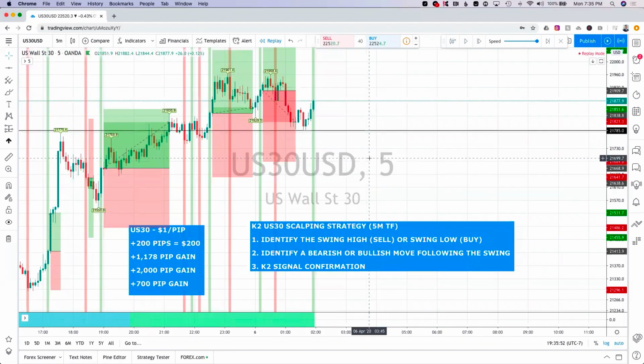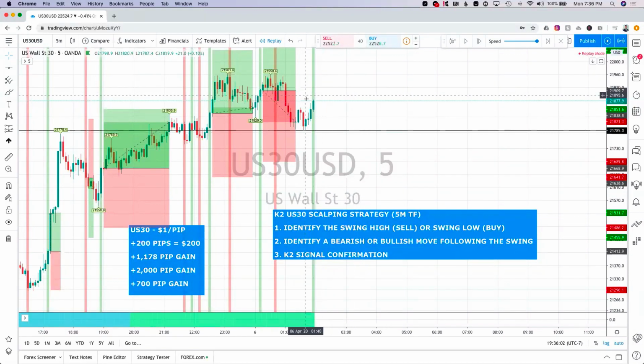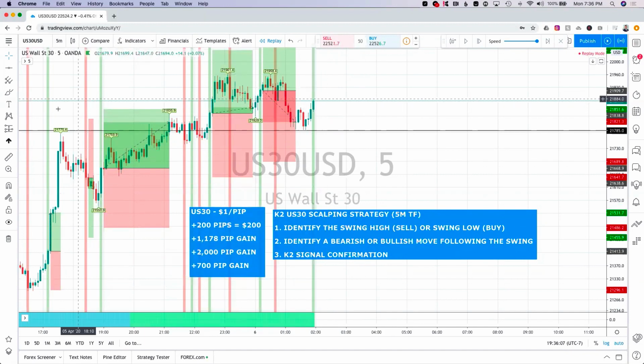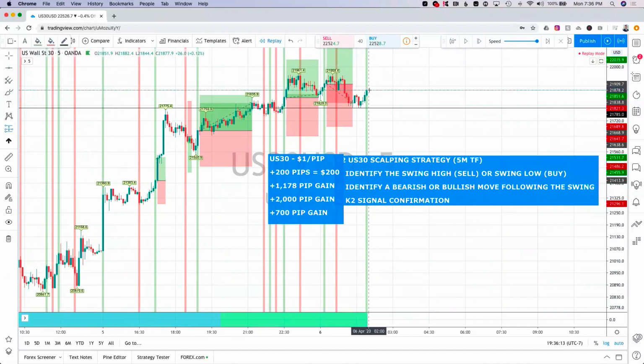So right there, there's 2 requirements met. First, we've identified the swing low. Next, we identify the bullish move upwards, which are these candles right here. Lastly, you just want to confirm a K2 signal, confirming the move. So right here, we have a valid entry. We'll zoom out. Long position right here.